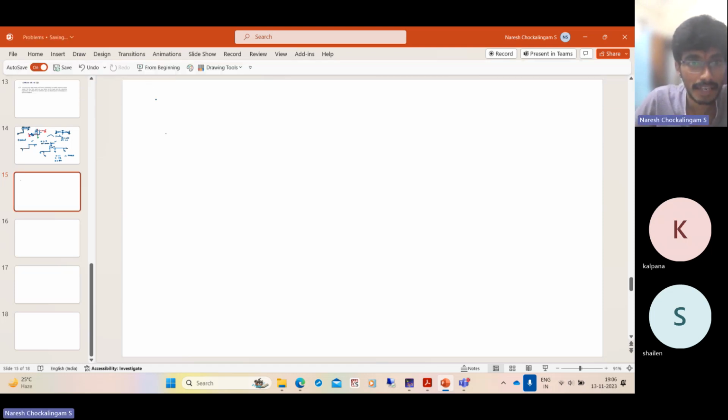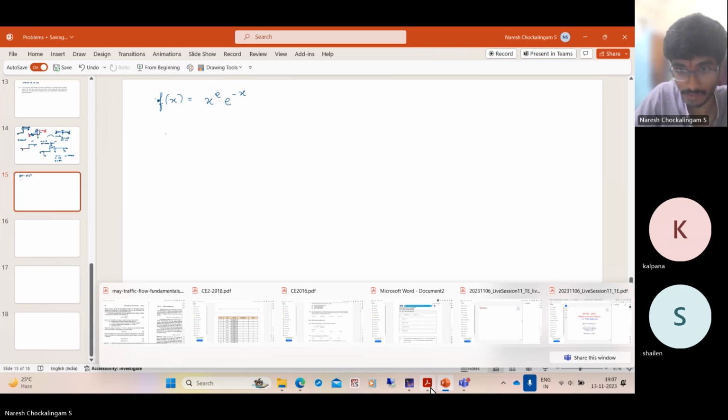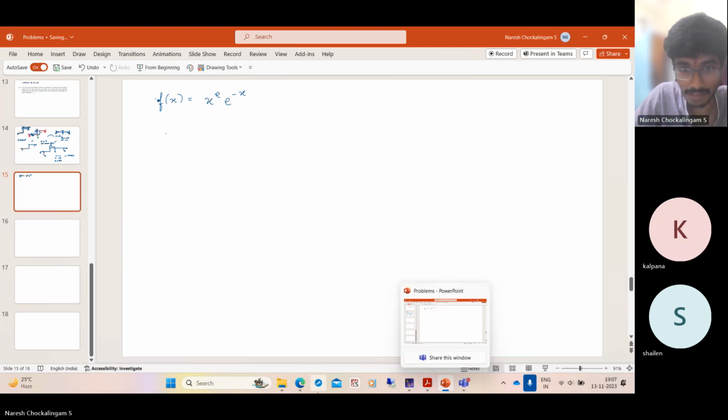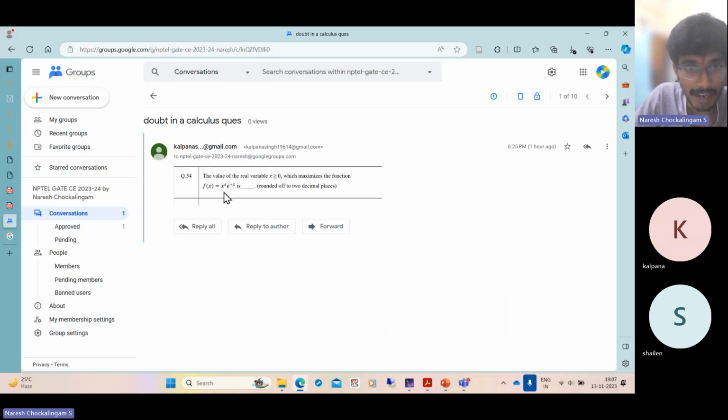So we are given that f of x is x to the power e, times e power minus x. So we need to find out which value of x greater than 0 maximizes this function. Let us proceed in the usual manner.